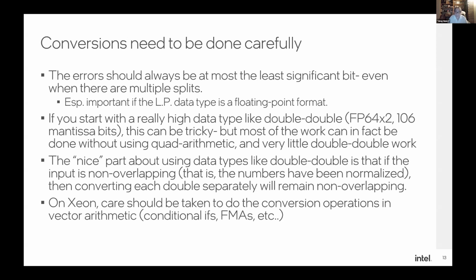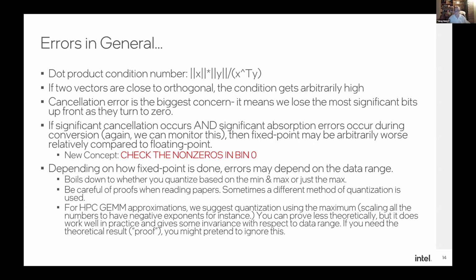And so the thing that you can do, though, is make sure that those conversion operations can all be done in vector arithmetic. This is on Xeon, obviously. So conditional ifs and FMAs, all that stuff can be utilized. I created a whole bunch of AVX-512 kernels that do these conversions that you need to do, and they seem to work well, and they seem to work fast too. So let's talk quickly about errors.